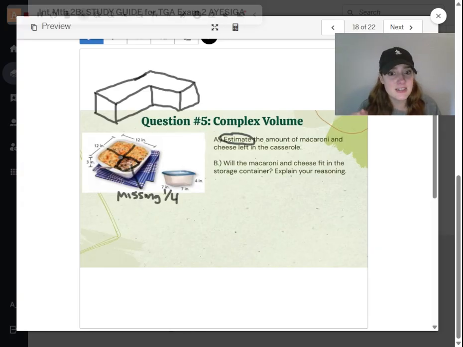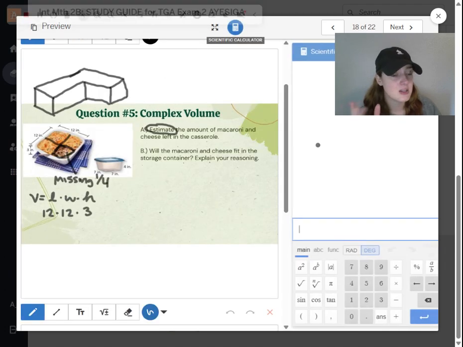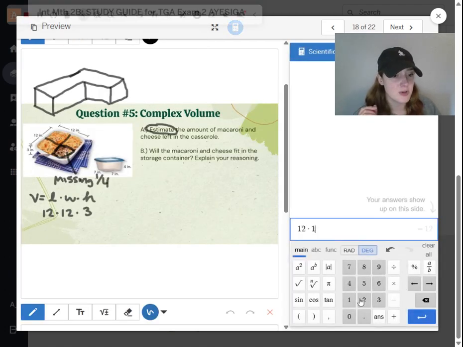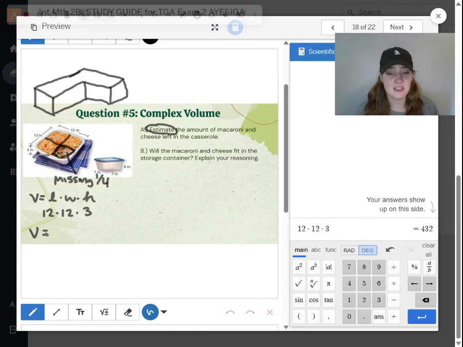All right, lucky for us, volume for a rectangular prism is pretty easy. The volume from our notes is length times width times height. So the length is 12, the width is also 12, and the height of the casserole dish is 3. All right, so 12 times 12 times 3, we'll get the volume is about 432 cubic inches. This is the total casserole.